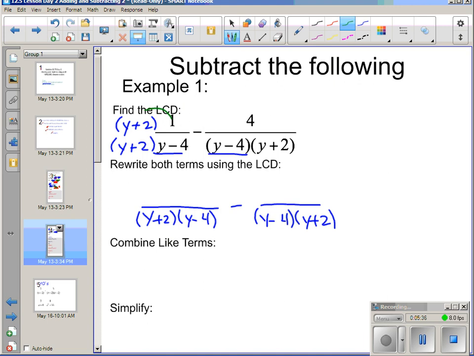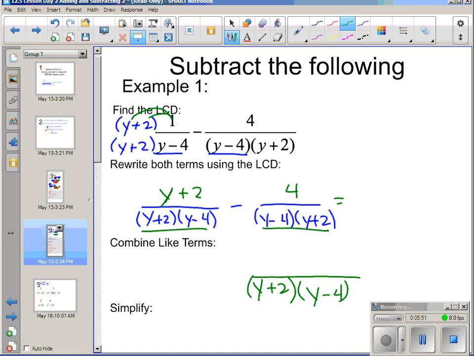This one I need to distribute a 1. Well, that's nice. That's just y plus 2 again. And I'm subtracting 4. In my answer then, I know my denominator is going to be y plus 2, y minus 4, because when you have the same denominator, it stays. And now I just have to subtract the top.